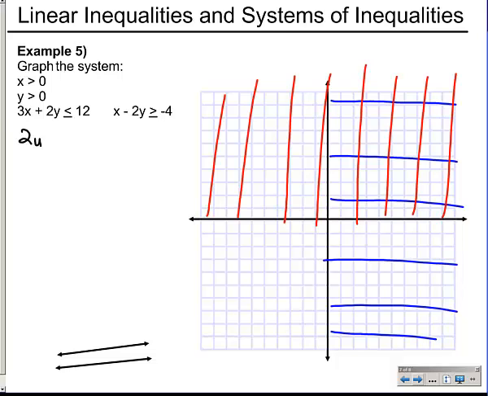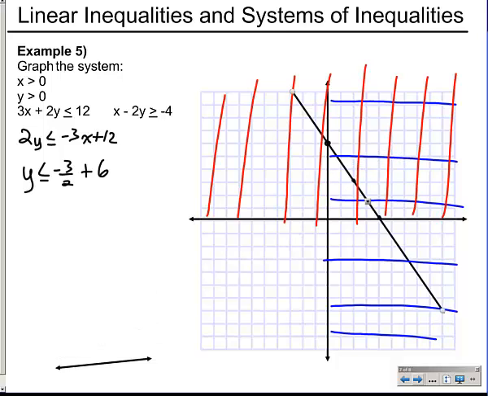So I have 2y is less than or equal to negative 3x plus 12. Divide everything by 2. Y is less than or equal to negative 3 halves x plus 6. So I go to plus 6: 1, 2, 3, 4, 5, 6. And I go down 3: 1, 2, 3, and over 2. Down 1, 2, 3, and over 2. And that is a solid line, so I need to draw that one. Okay, but that one is shading below, so that would be on this side.